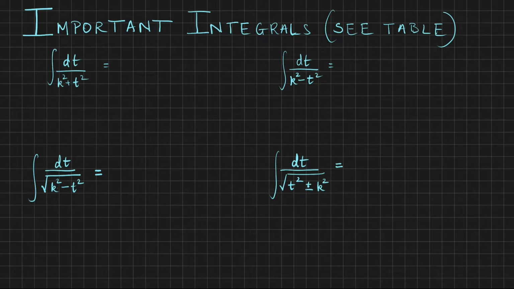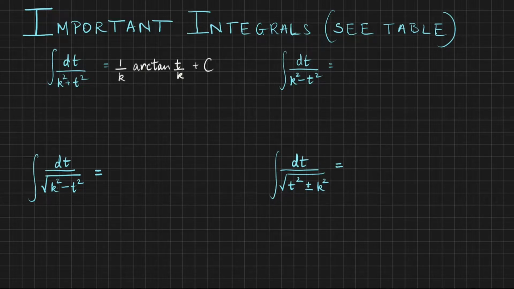In this video, we will learn how to integrate by completing the square in quadratic trinomials. Before we jump into the main techniques, let's take a look at some important integrals that we are going to use. The first one is the integral of 1 over k squared plus t squared dt. Using any table of integrals, we can say that this integral reduces to 1 over k arctan t over k plus c.